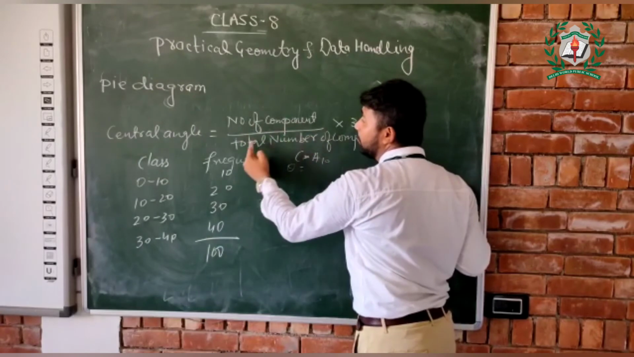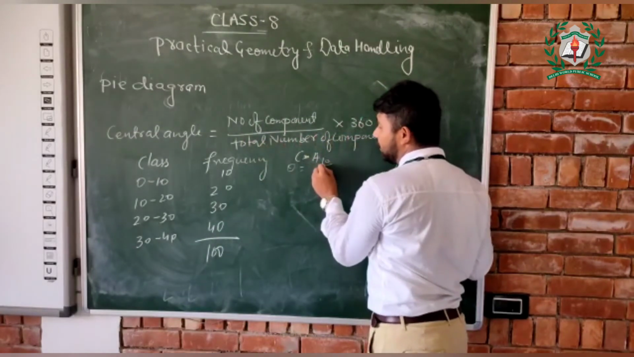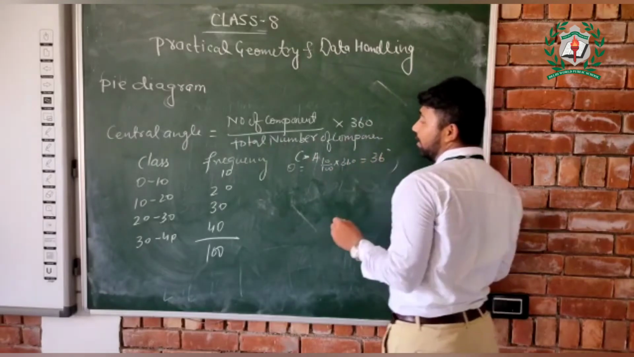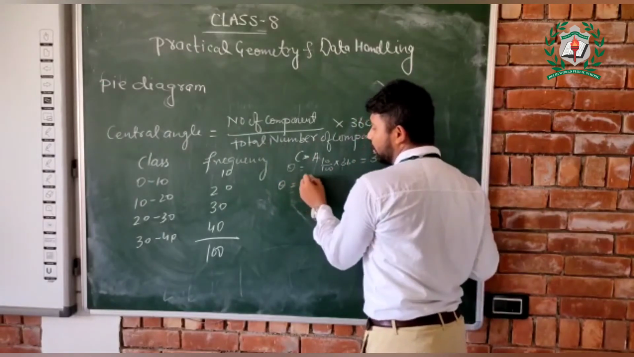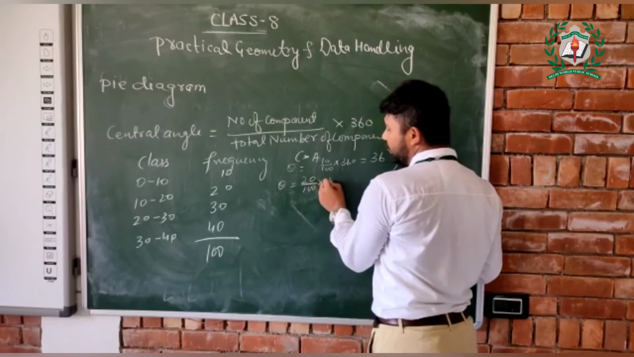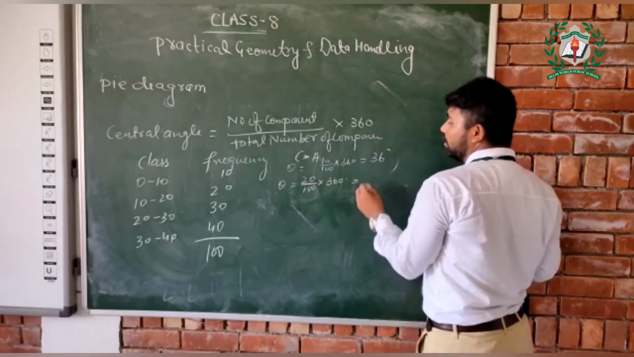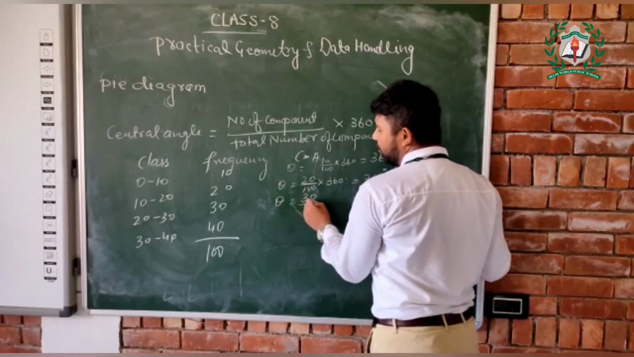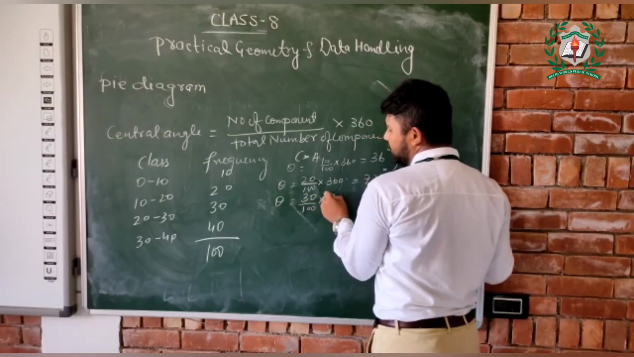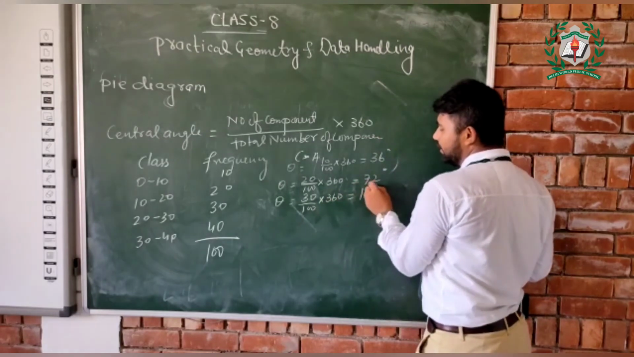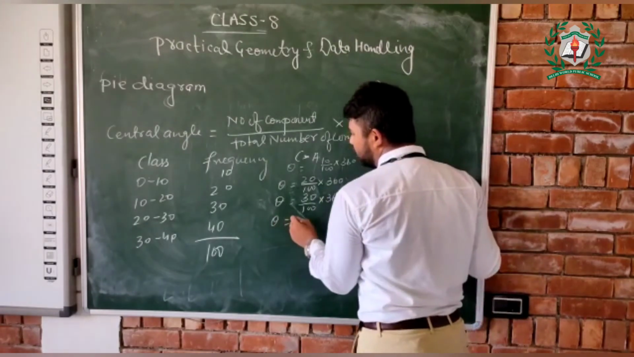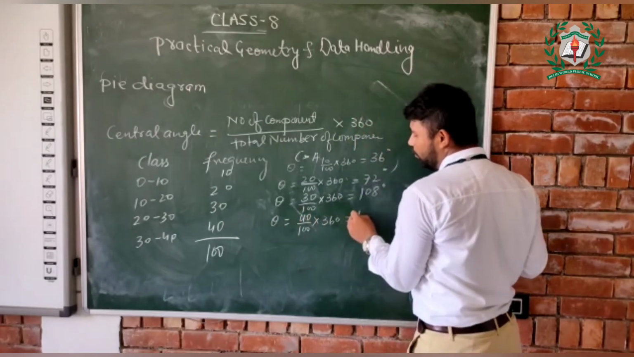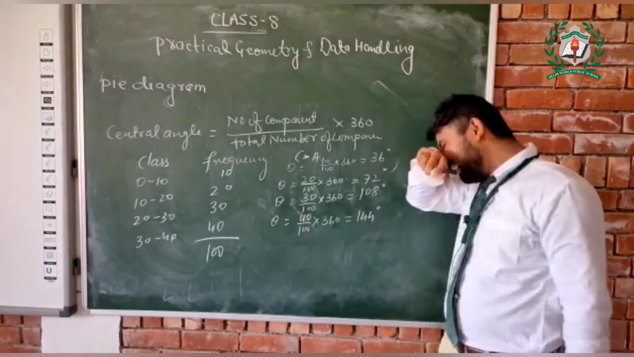number of components upon total number of components into 360. So 10 upon 100 into 360 gives 36 degrees. Next, theta is equal to 20 upon 100 into 360, which is 72 degrees. Next, theta is equal to 30 upon 100 into 360, which is 108 degrees. Next, theta is equal to 40 upon 100 into 360, which is 144 degrees. So these are the central angles.